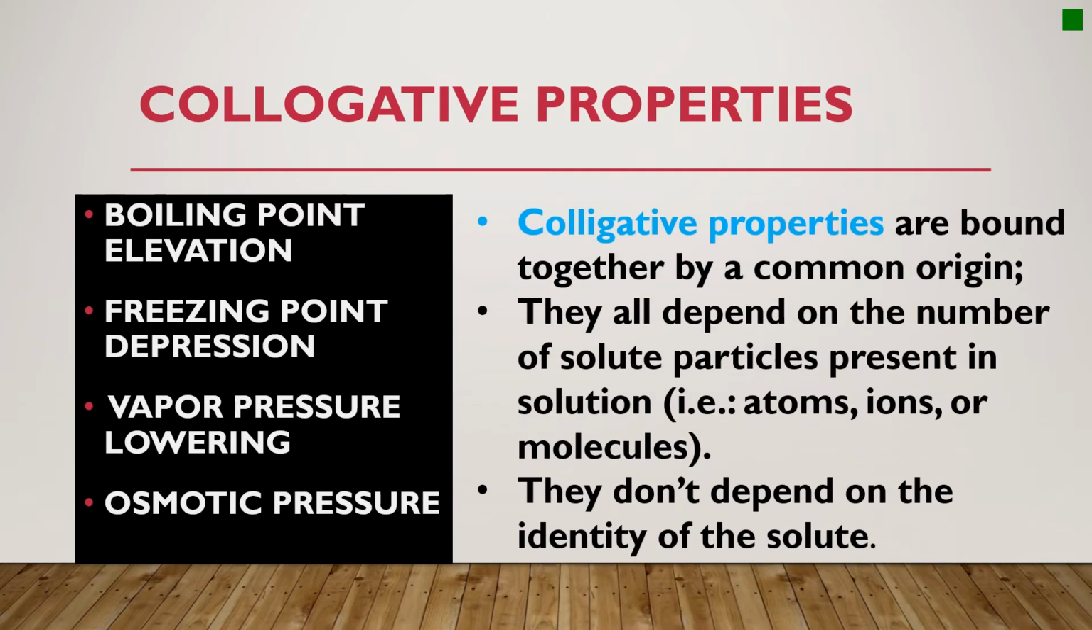What are colligative properties? Colligative properties are those properties bound together by a common origin, which means that they all depend on the same thing. They all depend on the number of solute particles present in solution. Particles, I mean atoms, ions, or molecules. So they don't depend on the identity of the solute, which means that they don't depend on the type of the solute. Any type of solute leads to the same property.